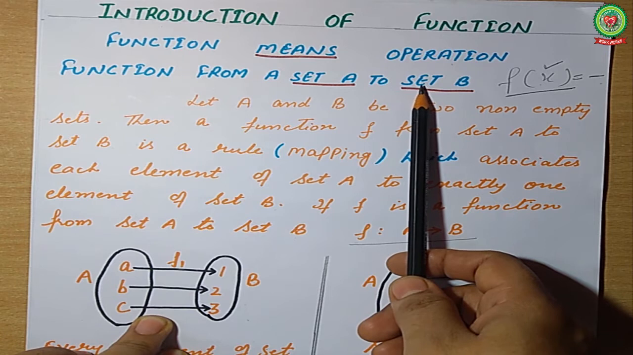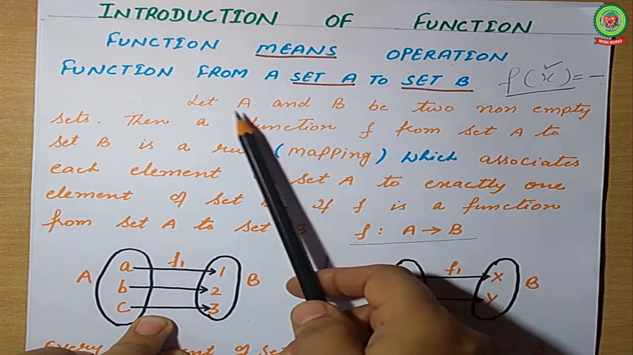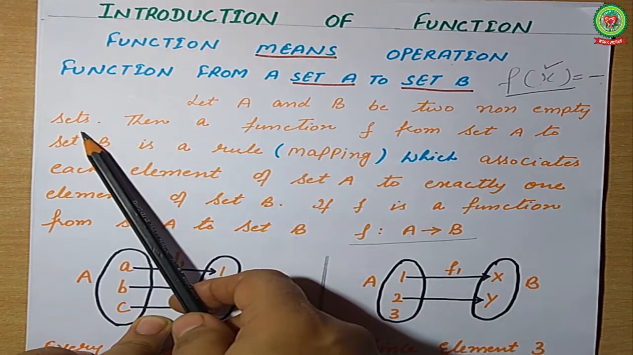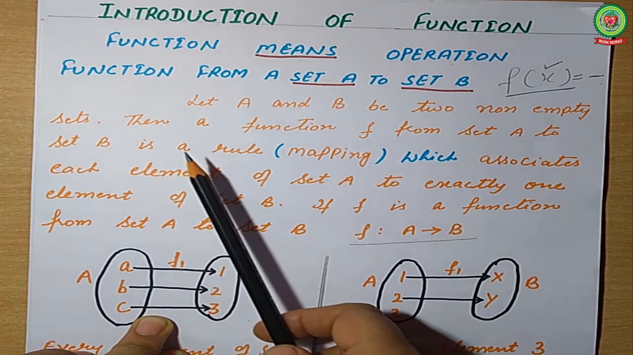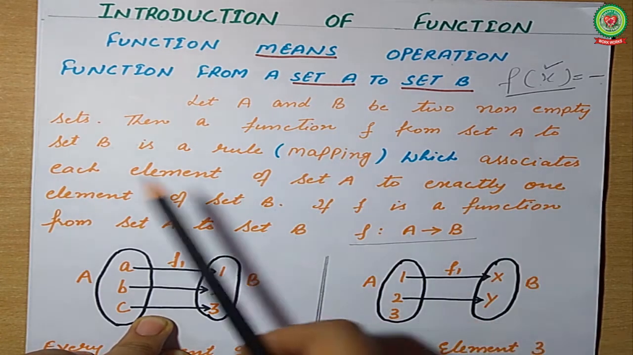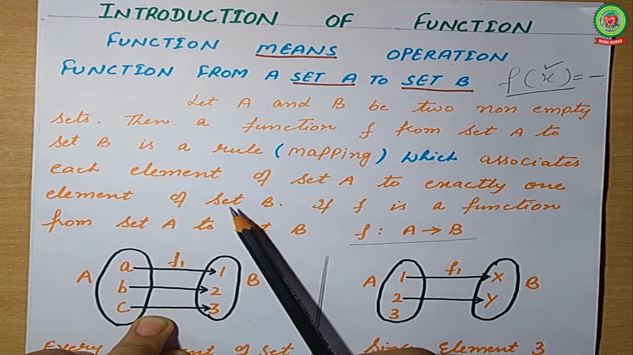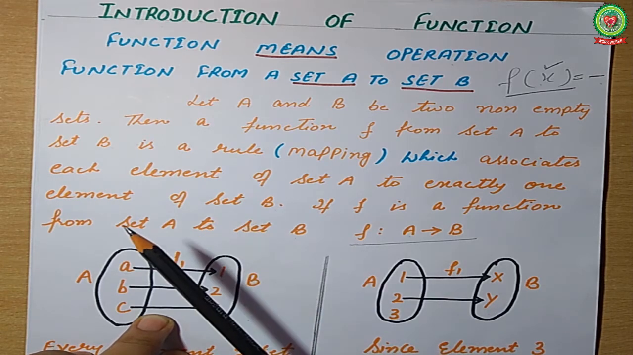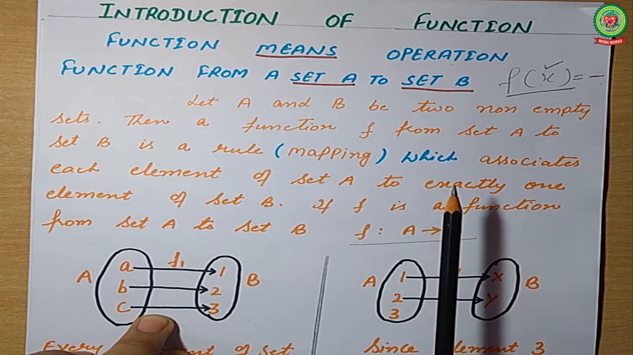Because we are talking about sets, what is the function from a set A to set B? Let A and B be two non-empty sets. Then a function f, also denoted with the letter f, from set A to set B, is a rule. It is a mapping which associates each element of set A to exactly one element of set B. Means each element of set A is mapped to exactly one element of set B.